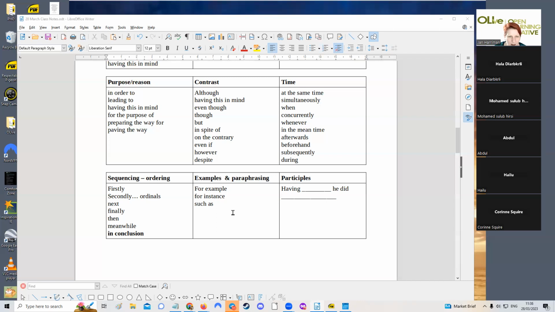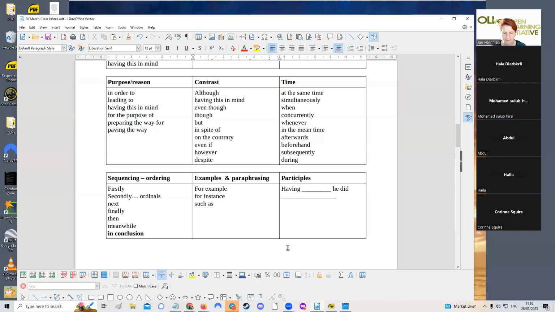So other examples, what are other ways that we can indicate that what's next is an example? How about like? Likewise. Oh, and likewise. That's very good too.